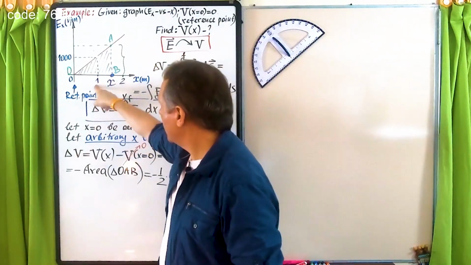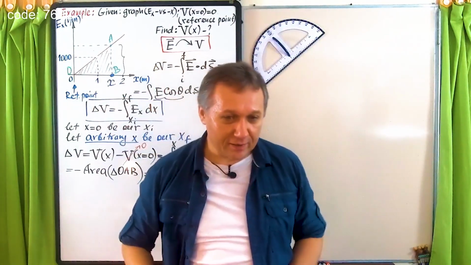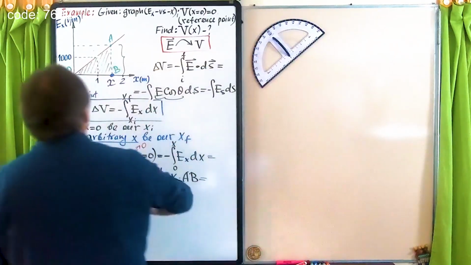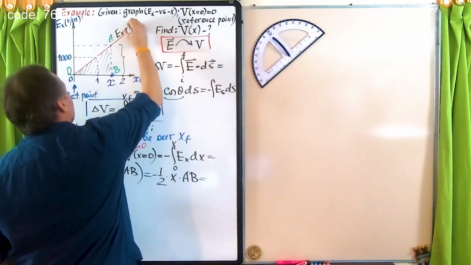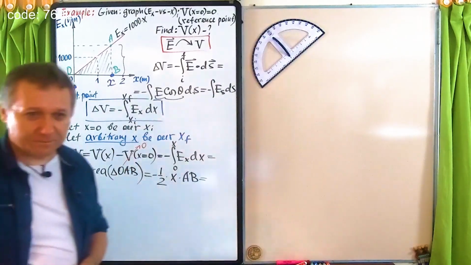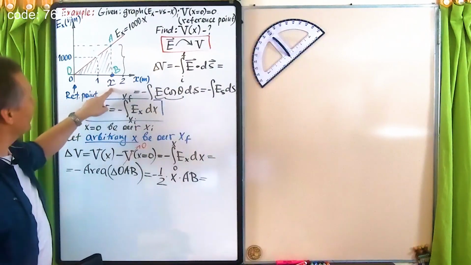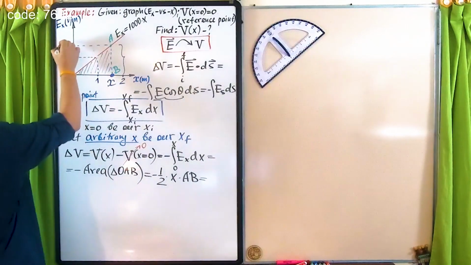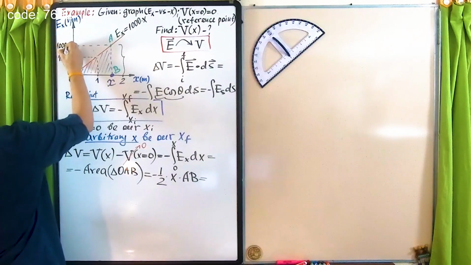How can we find the slope? We can use this point 1. At point 1, the value of the electric field is 1,000. So the slope is 1,000, right? As a result, the equation of this curve is E sub x equals 1,000x. Okay, as a result, at our arbitrary point x, this height is just 1,000x. So this point is 1,000x.